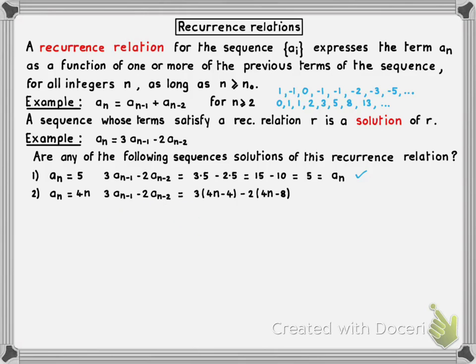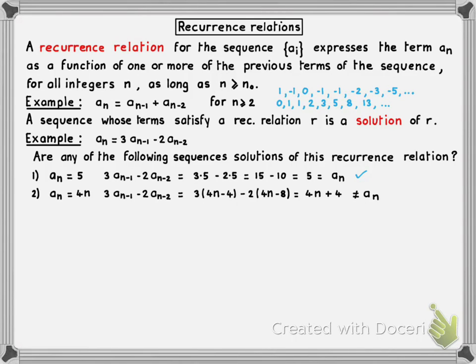So here is the expression that we get by substituting the definition of these terms. And now we're going to rearrange: 12n minus 8n will give us 4n, and minus 12 plus 16 will give us plus 4. So we got 4n plus 4, and 4n plus 4 is not equal to 4n for any value of n. Therefore, this is not equal to a sub n, and as a conclusion, this sequence is not a solution of this recurrence relation.